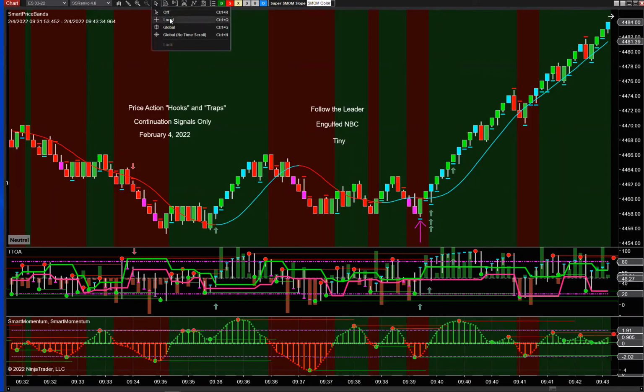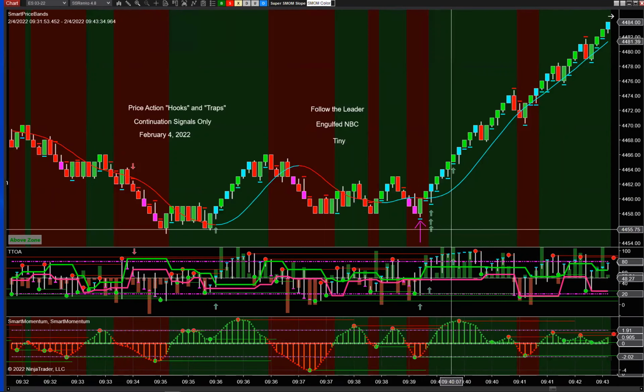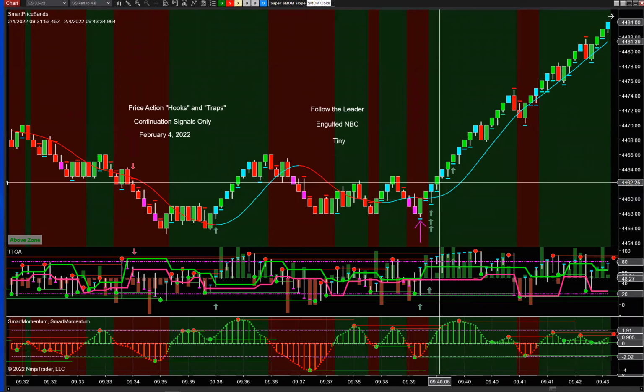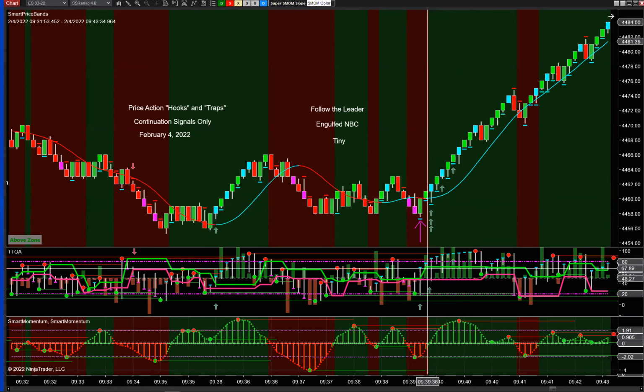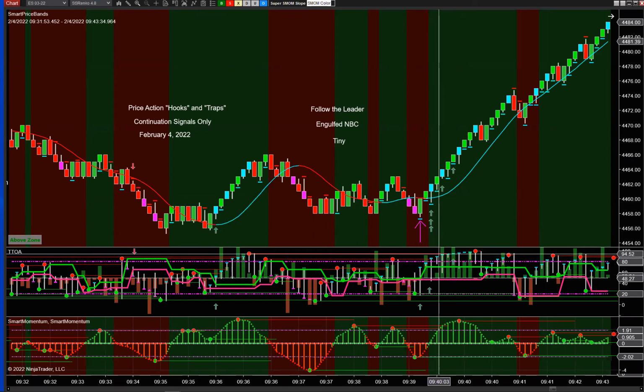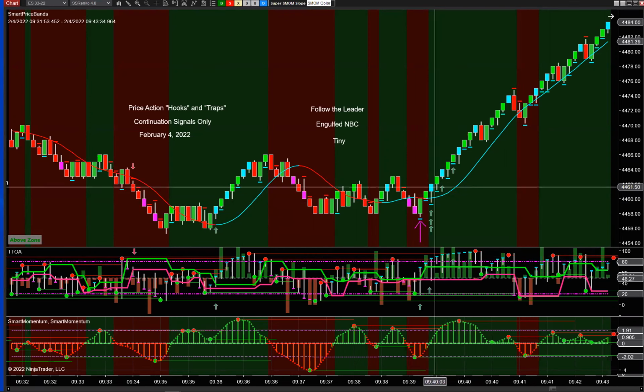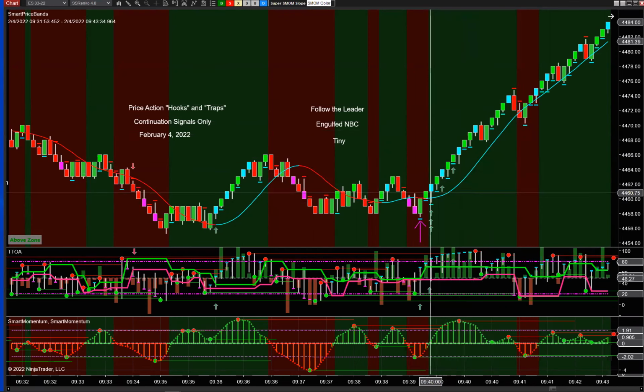Let me do this for you. Let me go ahead and turn this back on. This would be an entry. Rob loves this entry, that we have a price action that takes out support, fires through resistance, and away we go.